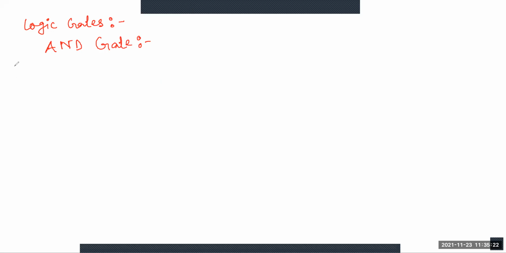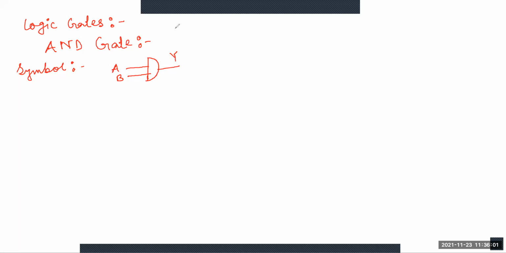So first is the symbol for the AND gate. This is like a D. Here you can see this is the symbol of the AND gate, and here these two, A and B, are the input pins, and this Y is the output pin. This is a two-input AND gate.